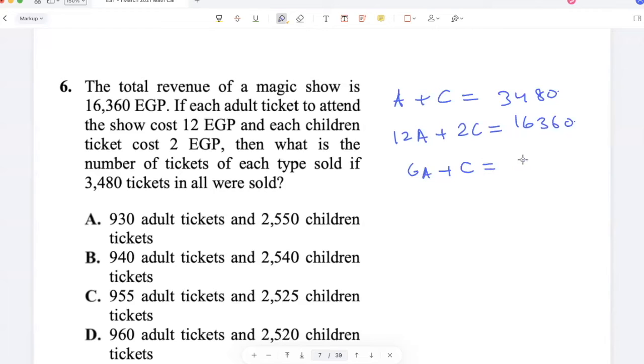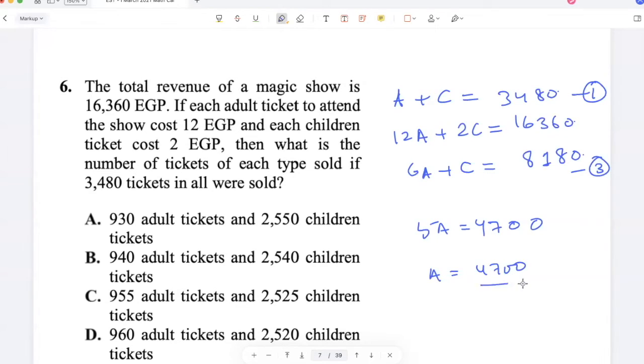6A plus C is 8,180, right? And let's subtract the first equation from the third equation. So 5A is 4,700. So A is 4,700 divided by 5, which is 940. So 940 adult tickets were sold. So that's option B.